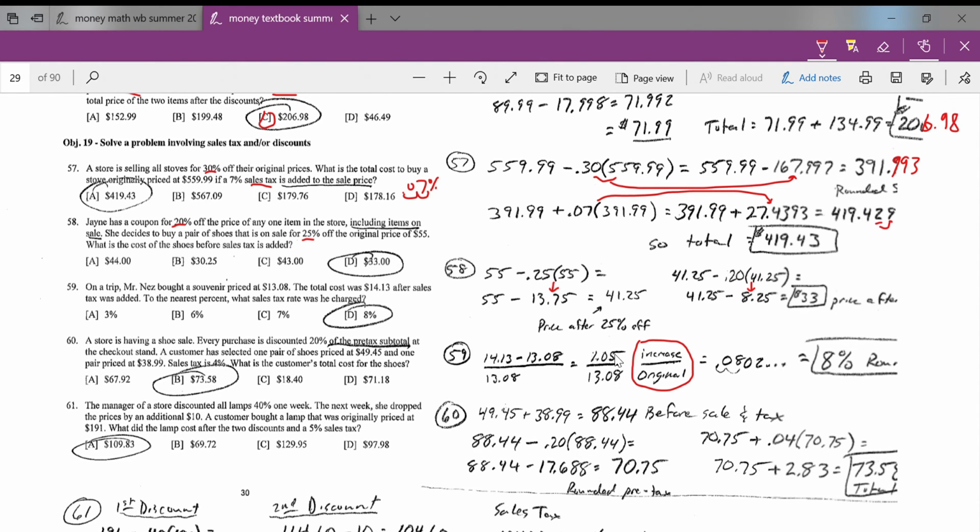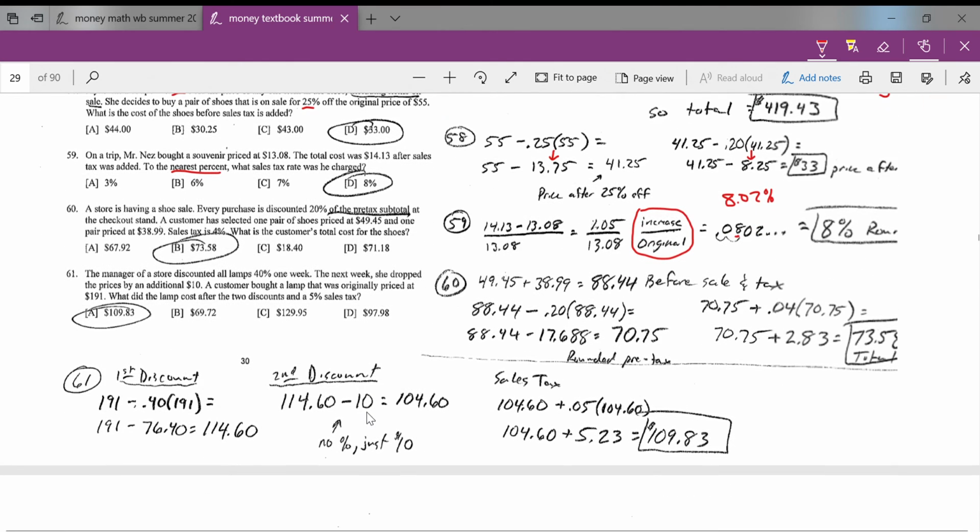You're going to divide. So $1.05 divided by $13.08. You're going to get 0.0802. Okay, and then it says to the nearest percent. So we're going to round. Once we're at 8, we move this twice, we're going to be at basically 8.02%. And so that's going to round to 8% instead of 9%.